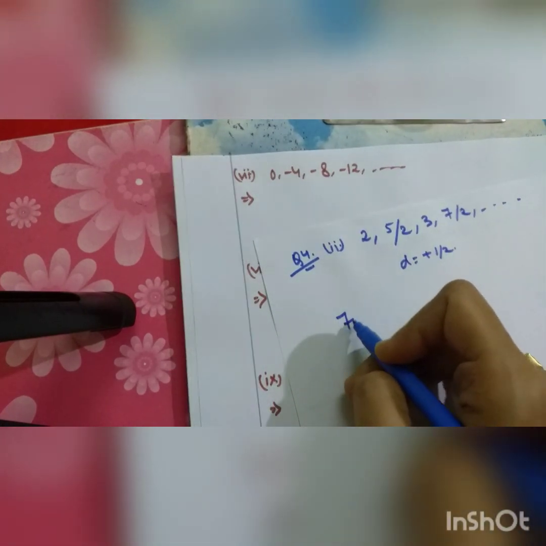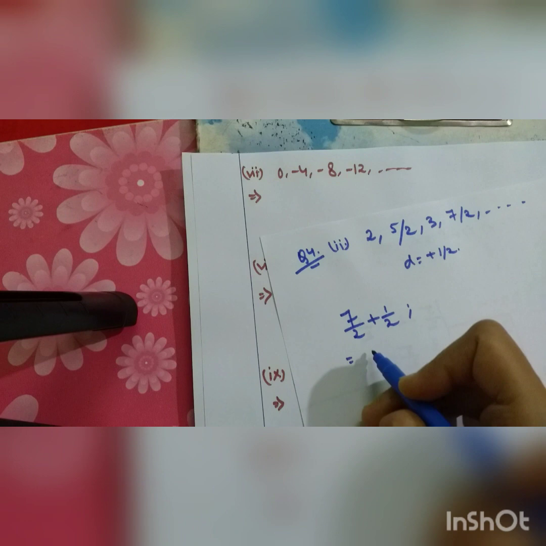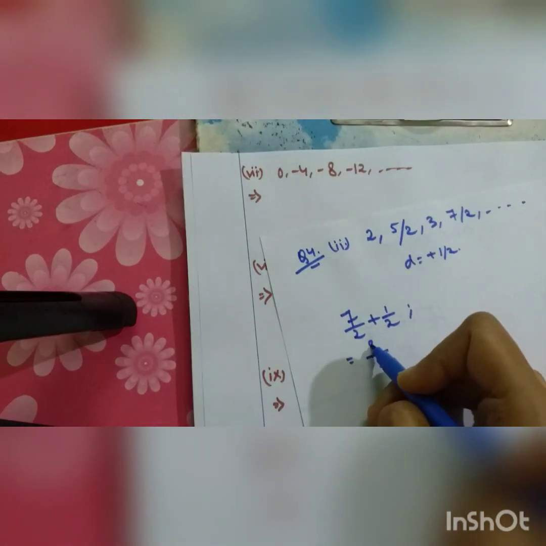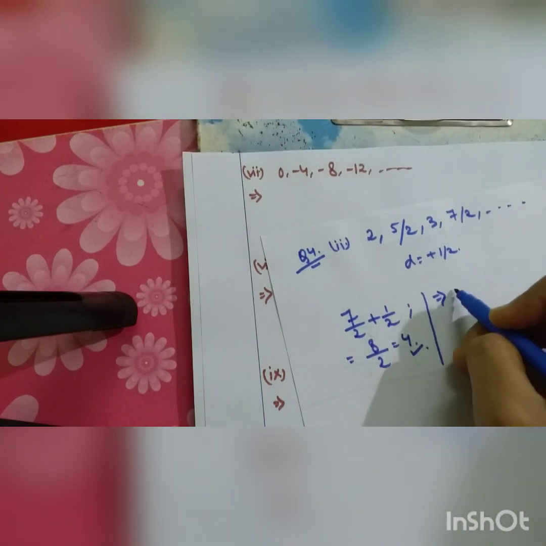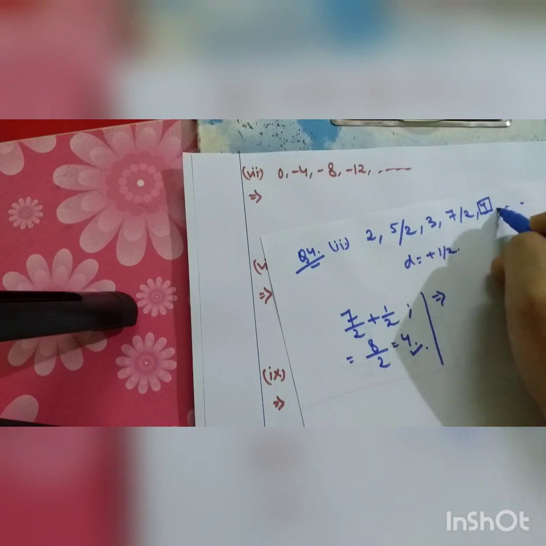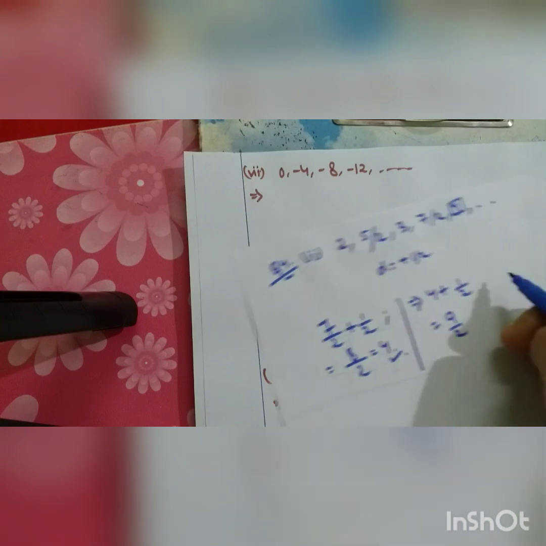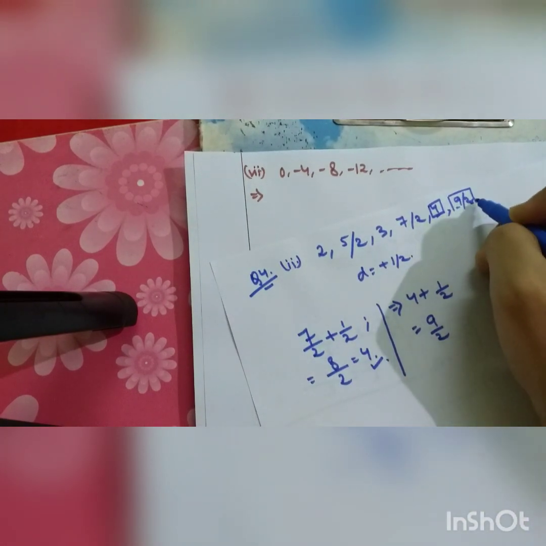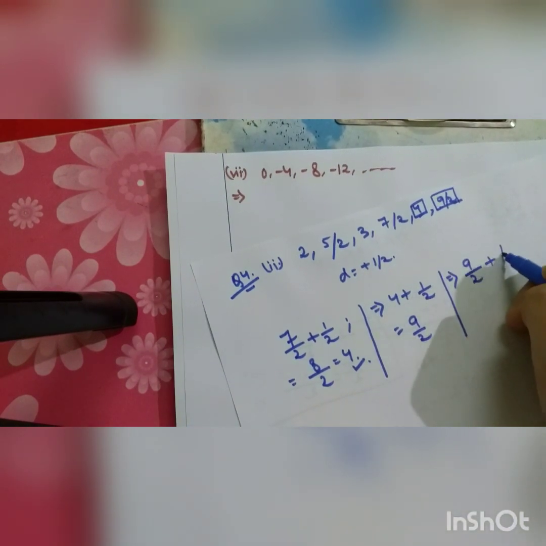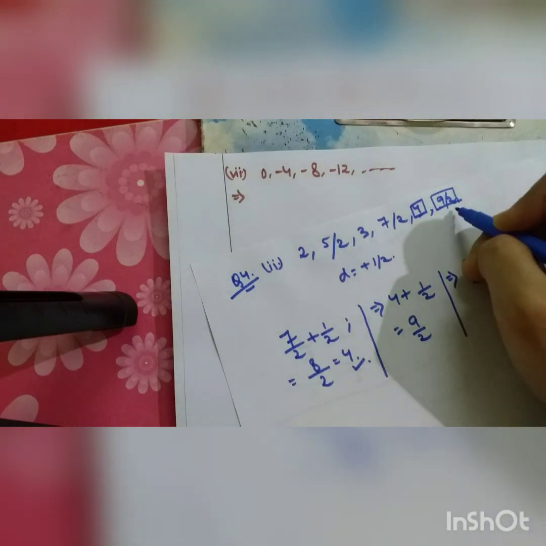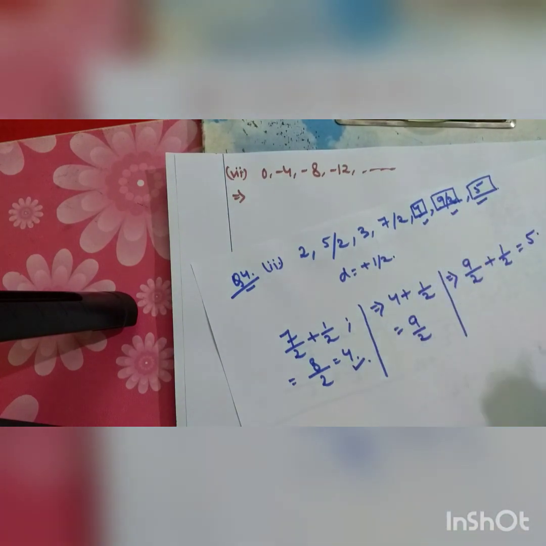So just add 7 by 2 plus half. When you add, LCM will be 2 itself. Here it will be 8, so it will be 4. 4 will be the first term after 7 by 2. Now 4 plus half, when you add, you will get 9 by 2. Now in 9 by 2 you have to add 1 by 2. When you add, you will get 5. So the next three terms after 7 by 2 will be 4, 9 by 2 and 5. Hope it is clear.